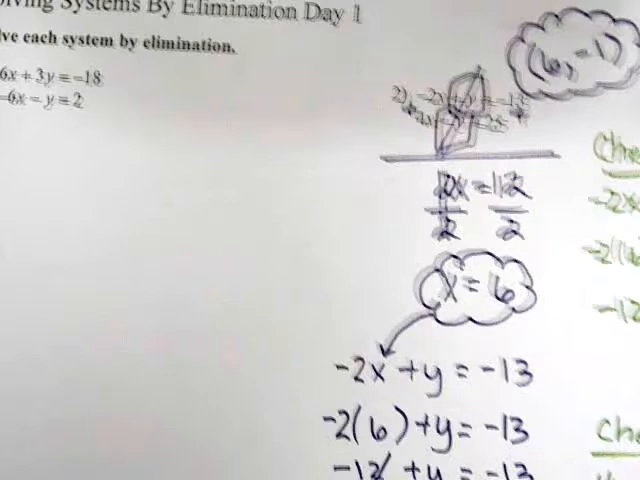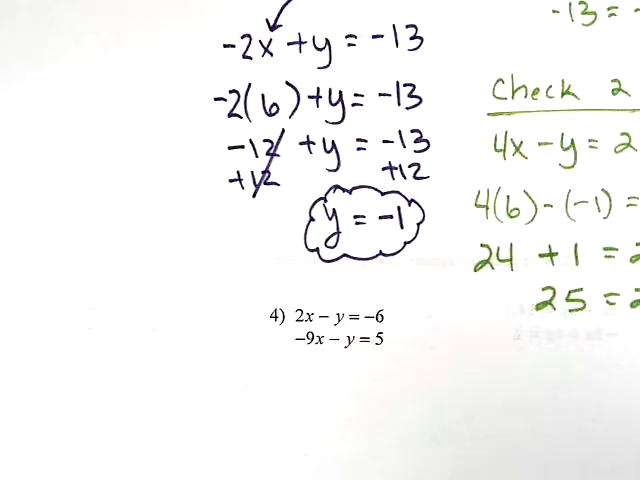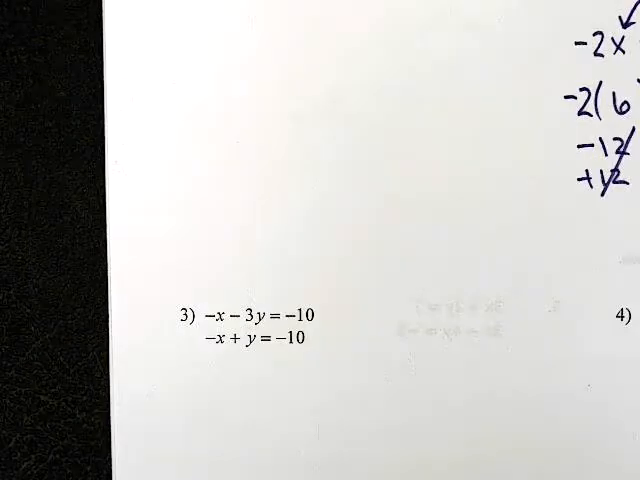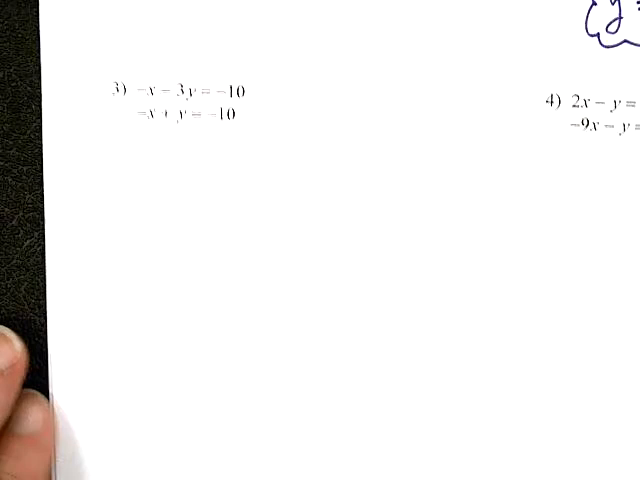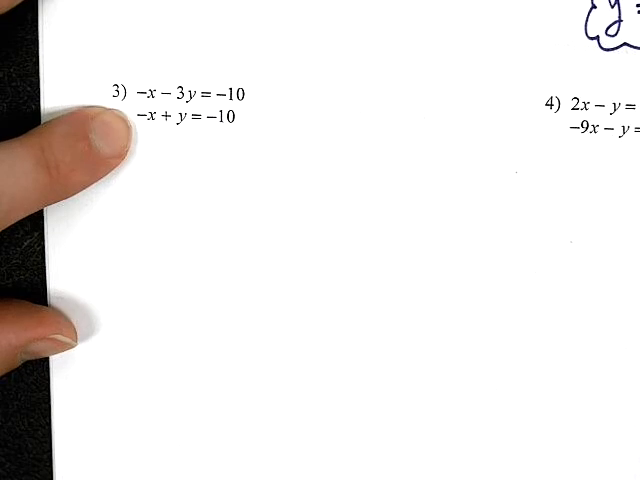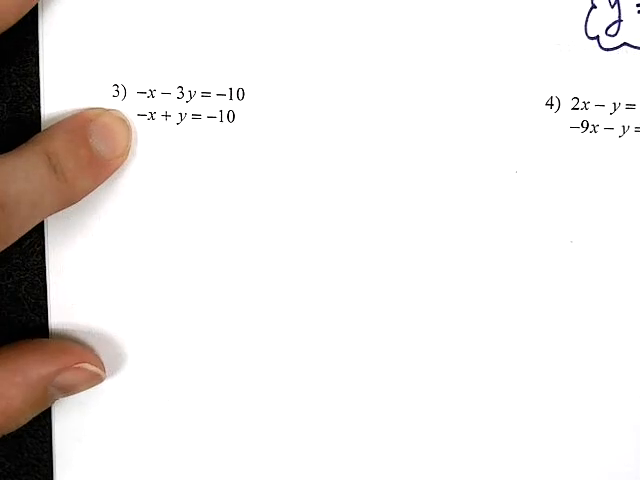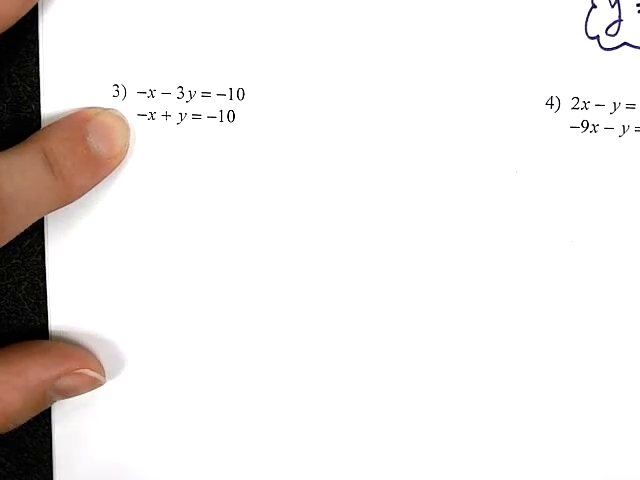So on page 16 in your packet, let's take a look at number 3. You may have already solved it, that's okay. You can always just grab an extra piece of paper and follow along with me as I do it. So we've got negative x minus 3y equals negative 10, and negative x plus y equals negative 10. So if we look at it, we've got it lined up, right? X's, y's equals numbers, so that part's cool.